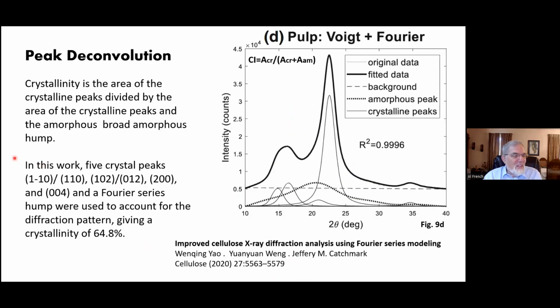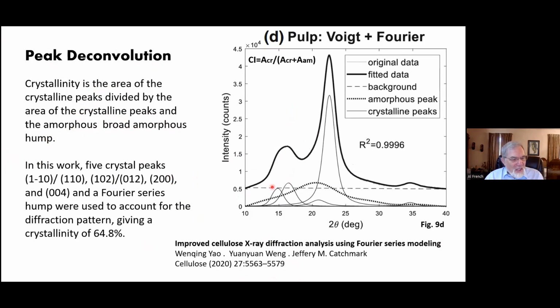So here's the other method that we're going to shoot down today, or shoot at anyway. It's peak deconvolution. And they just say the crystallinity is the area of the crystalline peaks divided by the area of the crystalline peaks and the amorphous broad, amorphous hump. I didn't notice that little glitch in my slide here before.